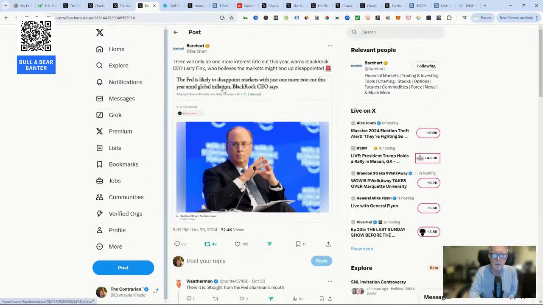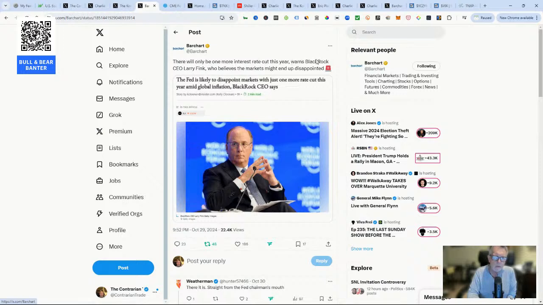Okay, so this is off a Barchart. There will only be one more interest rate cut this year. This is posted on the 29th, so it could have been originally posted on Barchart on the 28th. So he's talking about the November cut.